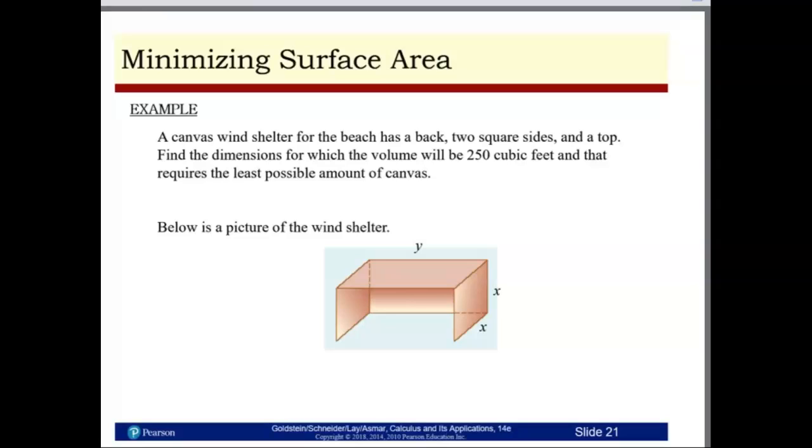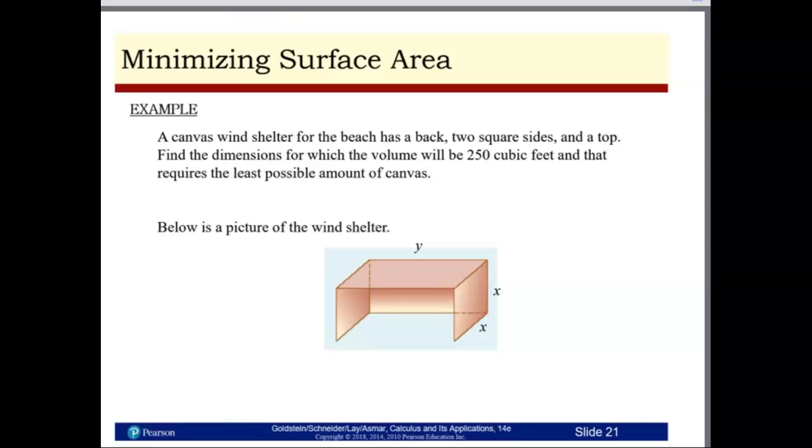Okay, so we are looking at an application of derivatives where we are trying to minimize the surface area of an object. In this example, we have a canvas wind shelter for the beach. It has a back, 2 square sides, and a top. We want to find the dimensions for which the volume will be 250 cubic feet that requires the least possible amount of canvas.